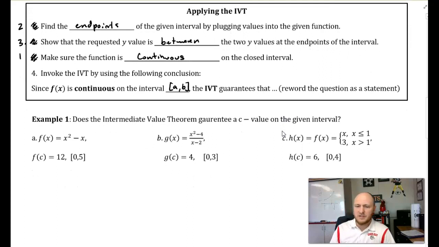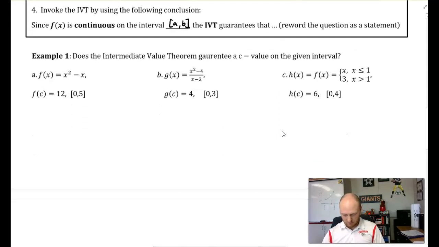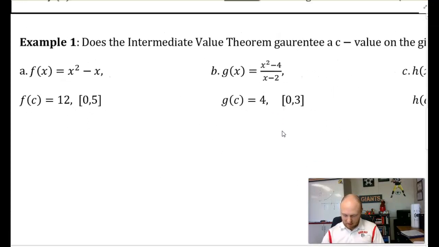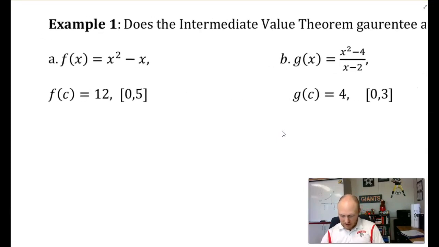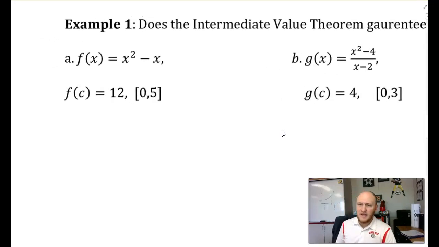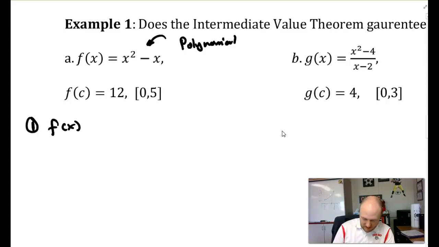So I'll show you an application of this in a moment, but I want to talk about some situations, just seeing, can I use the IVT? I just want to analyze the conditions first to get you familiar with them. So here is example number one, and it says, does the intermediate value theorem guarantee a c value on the given interval? So here is A, and my function f of x is x squared minus x. Well, this is a polynomial, and polynomials are continuous everywhere, always continuous. So condition number one, I can say f of x is continuous.